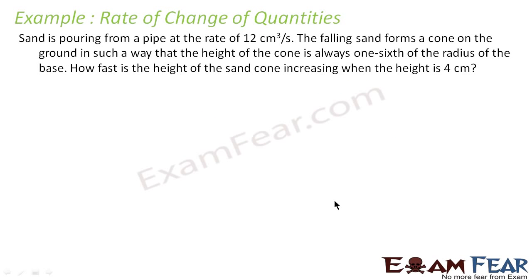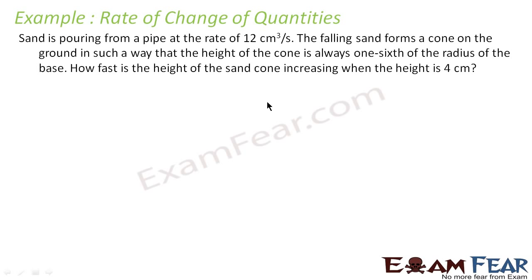Sand is pouring from a pipe at the rate of 12 centimeter cube per second. The falling sand forms a cone on the ground in such a way that the height of the cone is always 1/6 of the radius of the base. We have to find how fast the height of the cone is increasing.